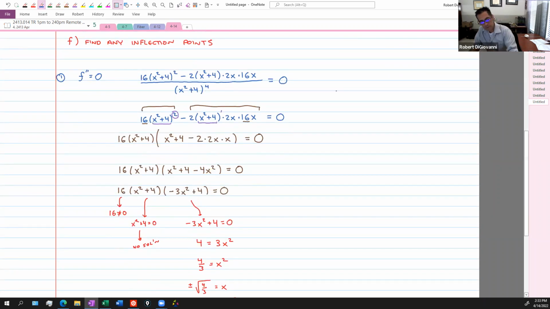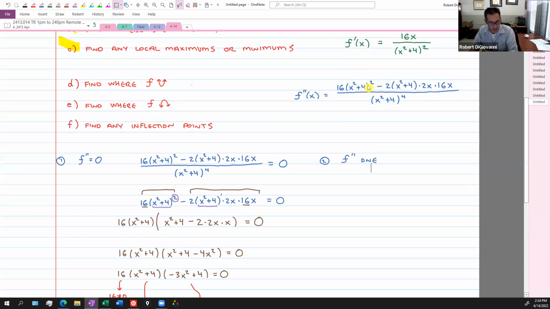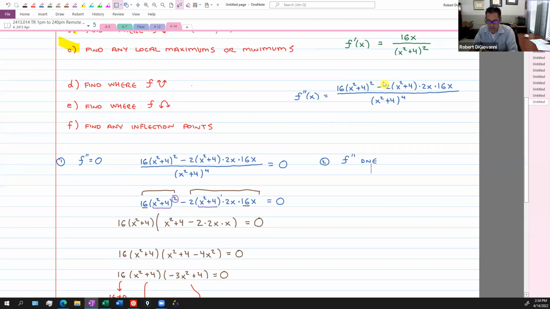Number 2, I need to figure out where the second derivative doesn't exist. And where's my second derivative? Right here. Well, that's only going to have a problem if the denominator is 0. And we already talked about this. X squared plus 4 can't be 0. So no issues here.